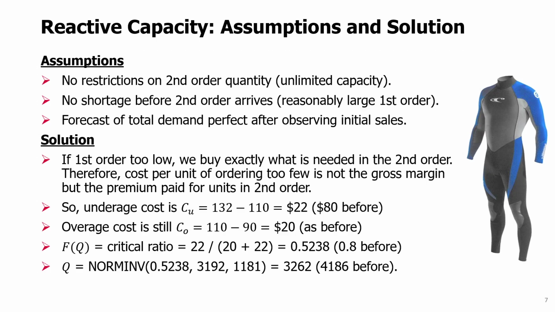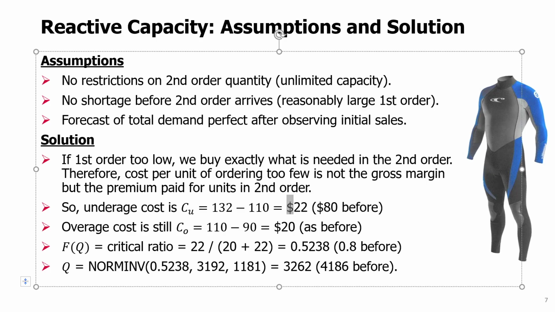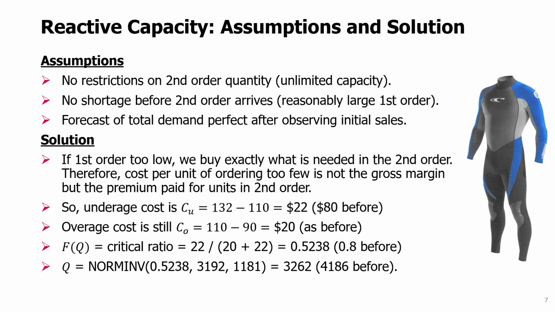So what I want you to see is that now that we have updated our underage cost, right, we can calculate a new critical ratio. It ends up being much smaller. It was 0.8 before, now it's 0.52. And we can calculate as before the quantity Q as the inverse of the cumulative distribution function of the normal distribution, with our mean and standard deviation. You can do this in Excel using the NORM.INV function, and you find out the first order quantity is 3,262. But remember, this is just the first order in this case, and we will have a second order opportunity.